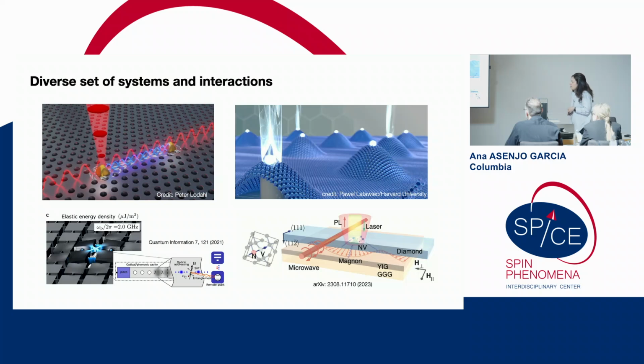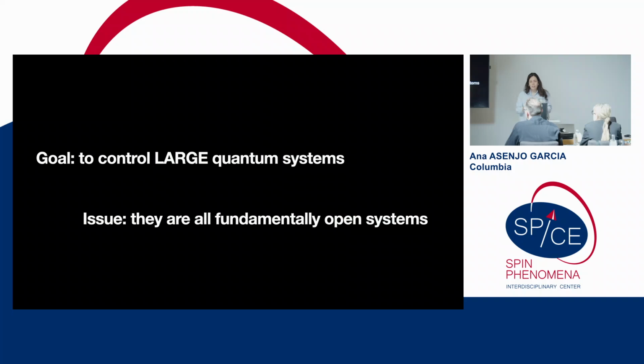Okay, so if instead of looking at the huge diversity of systems that there are, I look at what makes them similar, I would highlight two things. The first one is the goal. The goal of most of this work is to control large quantum systems formed by many particles. And these examples also share a common challenge: because we want to control these systems, they need to be open to the world. So these are fundamentally open quantum systems.